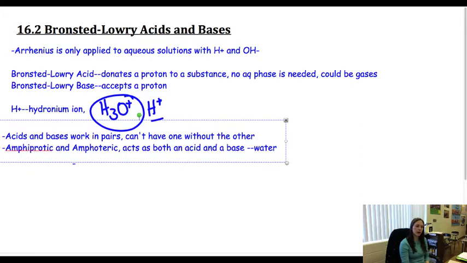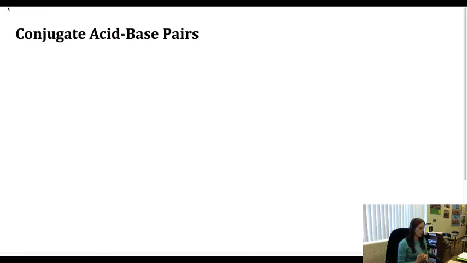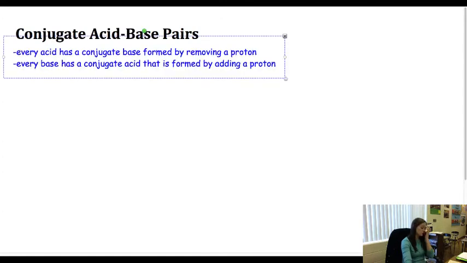All right, so the first one we're going to look at here with these acid-base pairs are what we call conjugates. Okay, every acid has a conjugate base that is formed when the proton is removed, and then every base has a conjugate acid that's formed when we add the proton. So here's the example. If I have HX, so X is just some element, okay, so that's my acid. Acids start with H. Okay, I'm going to add that to water. So water is going to be my base.